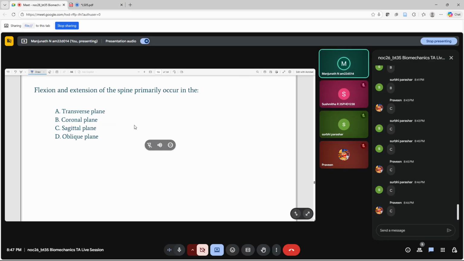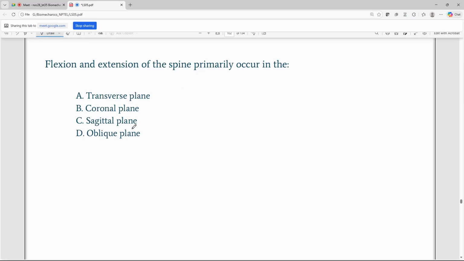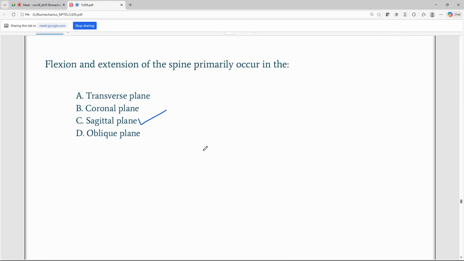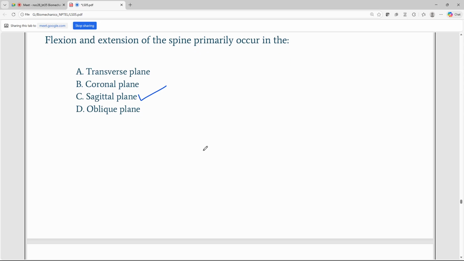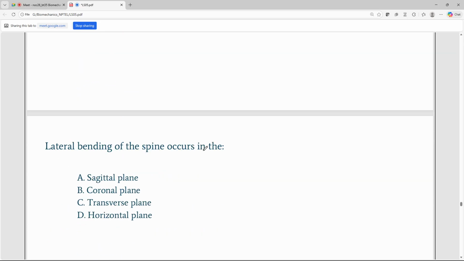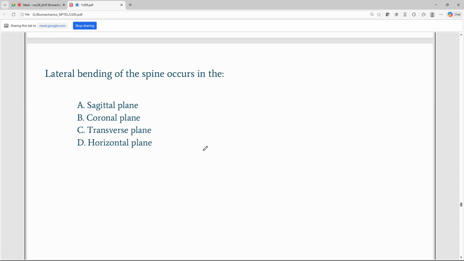Its answer is option C, that is sagittal plane. Next question. Lateral bending of the spine occurs in which of the following planes? Options are sagittal plane, coronal plane, transverse plane, and horizontal plane.